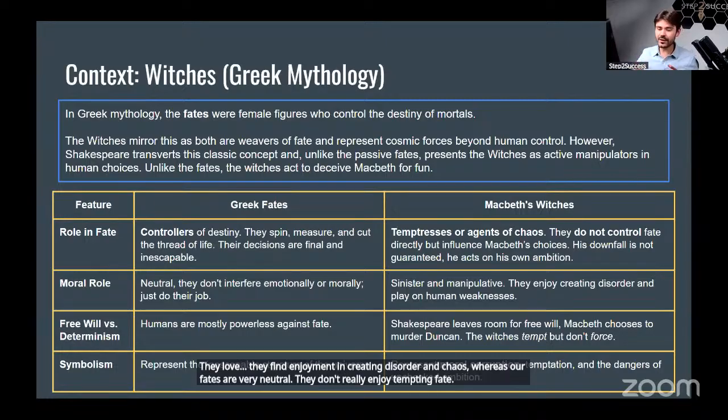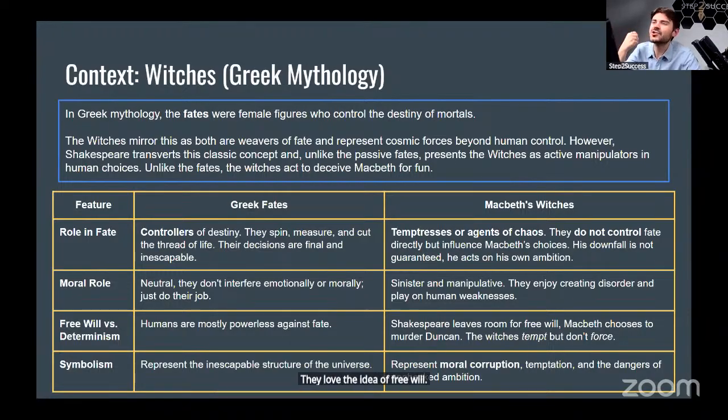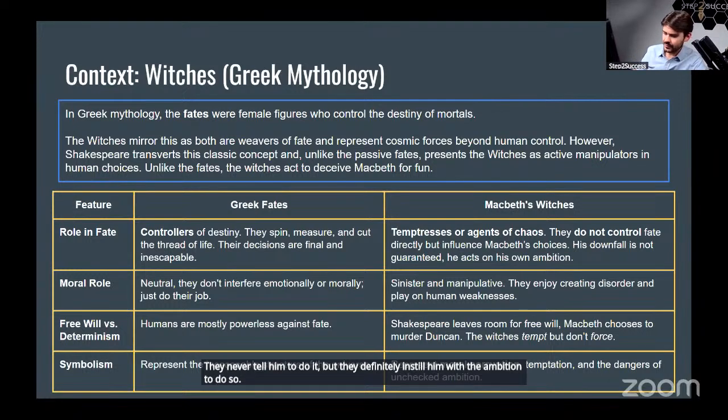And in terms of free will, the Greek fates are believed to have thought that humans are merely powerless against fate. They have no choice. It doesn't matter what they do in their life, their fate is predetermined. However, Macbeth's witches love the idea of free will. They actively try to get Macbeth to kill Duncan. They never tell him to do it, but they definitely instill him with the ambition to do so. Okay.